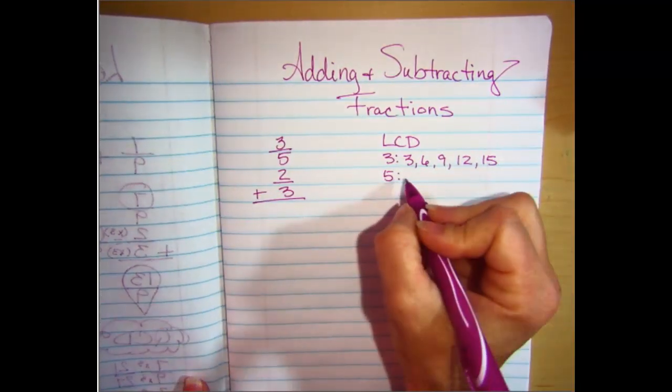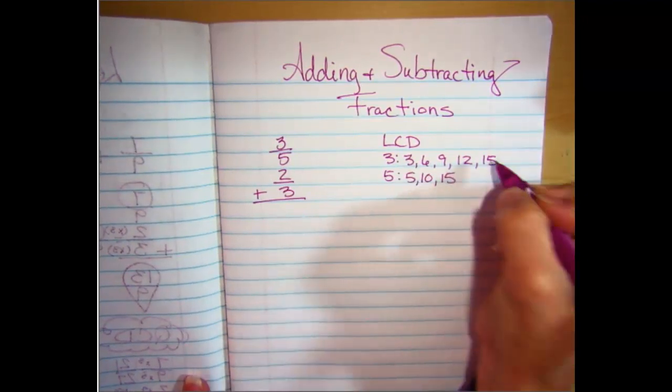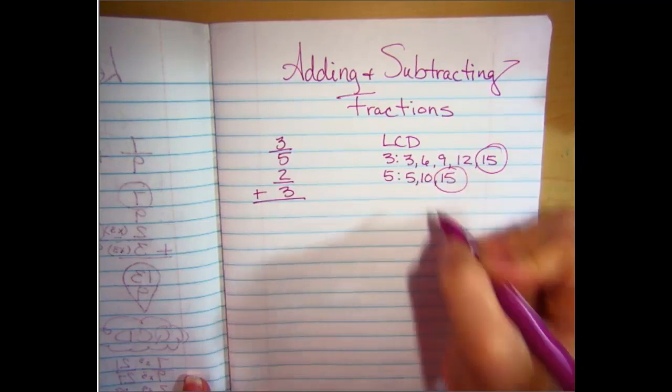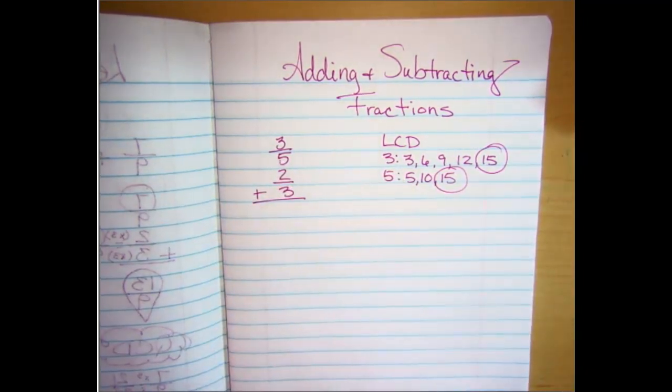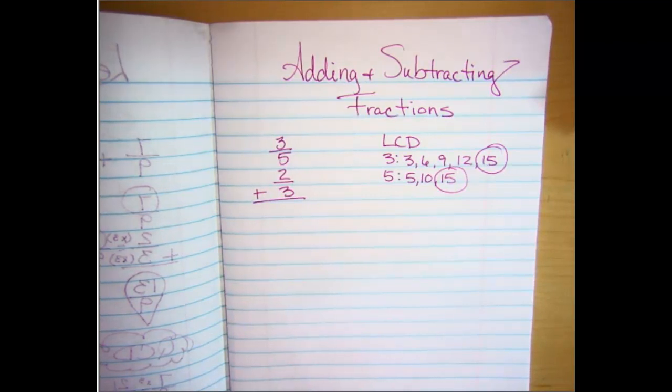Does everybody agree? Multiples of 5: 5, 10, 15. Easy peasy. Well, ding, ding, ding. Now I can convert these guys into 15ths and add them together. Why can't I add 3/5 and 2/3 as they are? Because they're not the same size pieces.